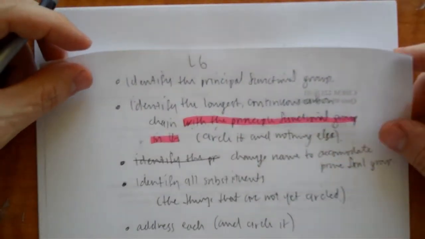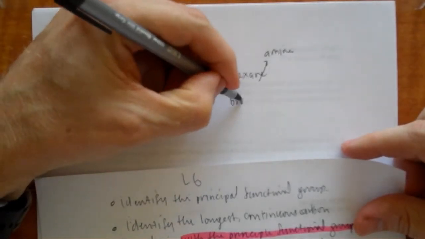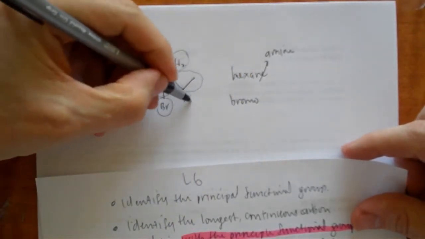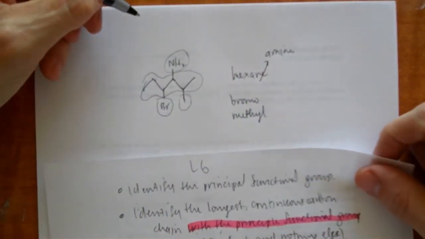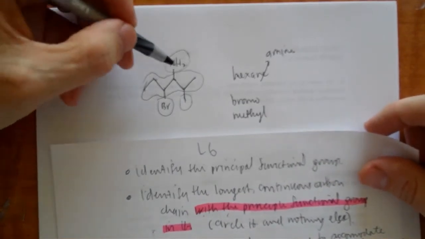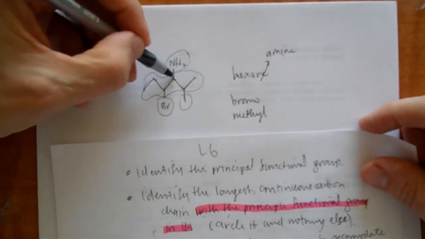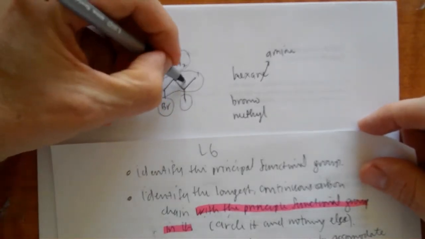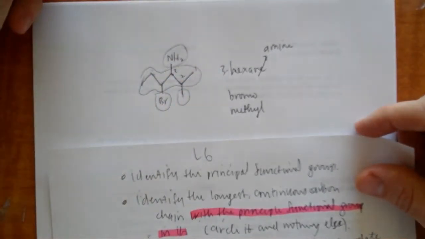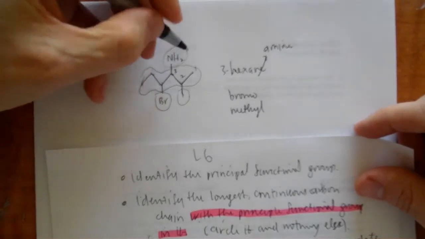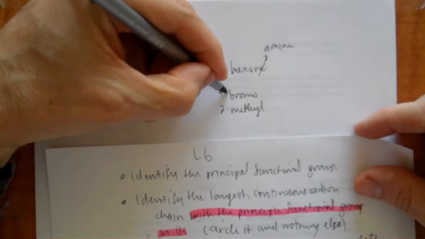And now we have to identify all the substituents. I've already taken care of that one. So here's another one. Bromo. And here's another one. Methyl. Okay. And we have to number this so that the principal functional group gets the lowest number possible. 1, 2, 3, or 1, 2, 3, 4. So it's going to be 1, 2, 3. 3-hexanamine, which I should have done before. And now that we've got our 2 substituents, the methyl's on the 2 and the bromo's on the 4.